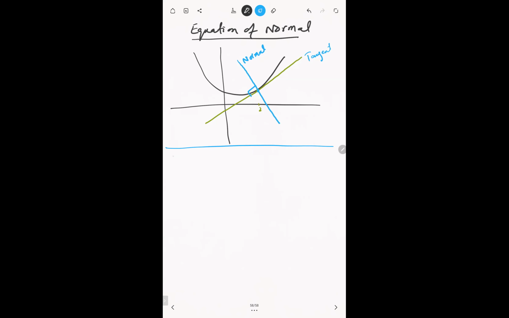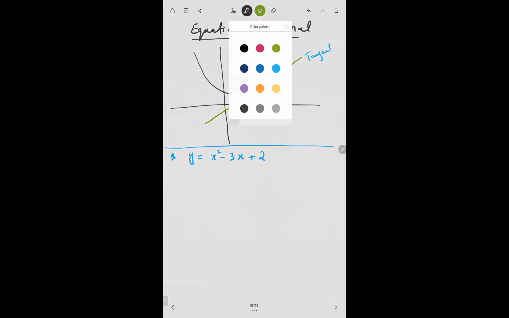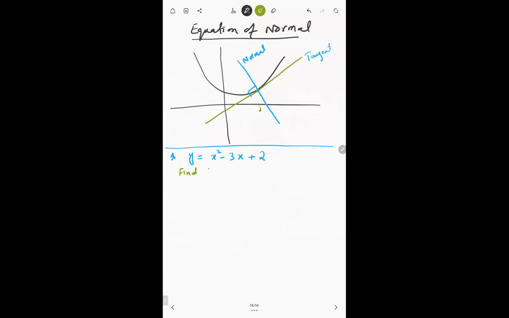Let's take an example. If we have y is equal to, say, x square minus 3x plus 2, that's the equation. And the question is, find the equation of normal at x is equal to 4. At x is equal to 4.